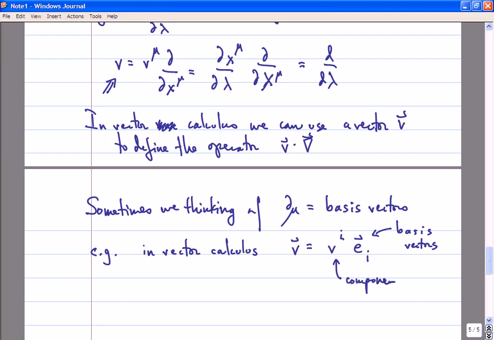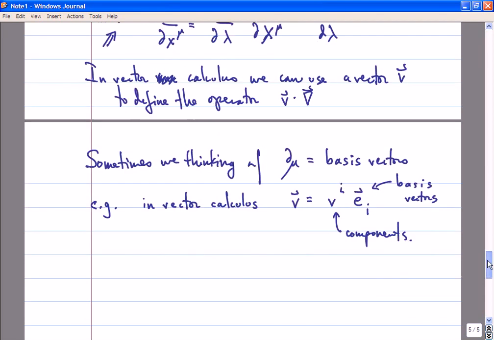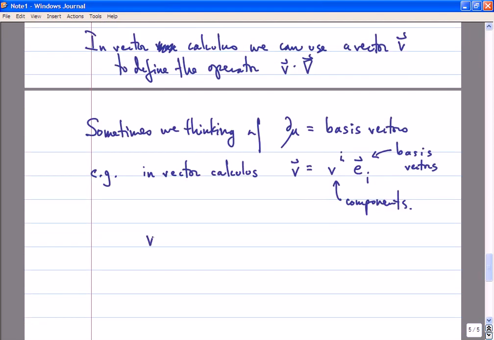And so one can view the symbol that I have written here, v is equal to v^mu d by dx^mu, in a similar spirit, where I think of the d_mu's as a set of d quantities labeled by the index mu, which are the basis vectors, and the v^mu's are the components of the vector in that basis. Are there any questions on that?